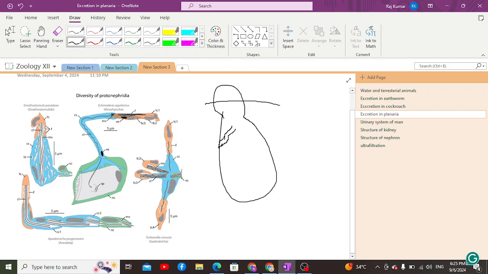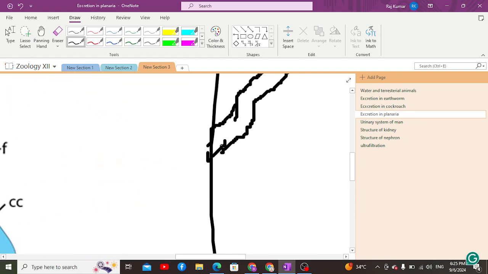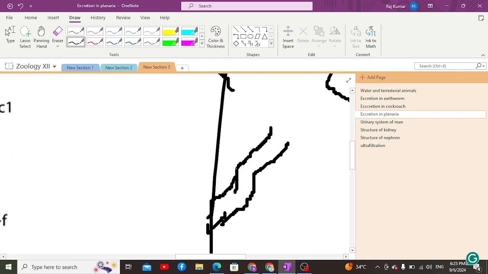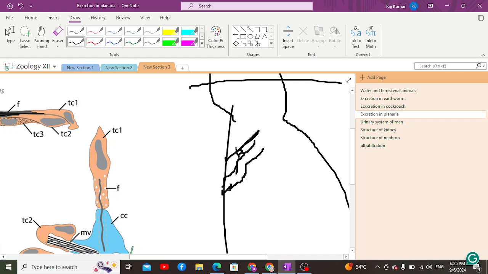Alongside the ramifications, we also have diverticules. Diverticules are the larger tubules which further divide into ramifications. These tubules also have some other blindly ending tubules which contain special types of cells, known as the flame cells. These flame cells are known as protonephridia.